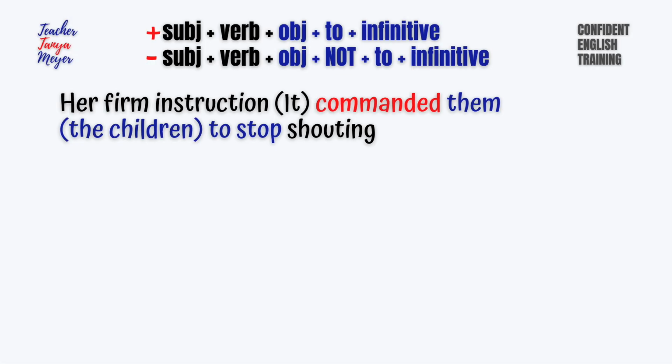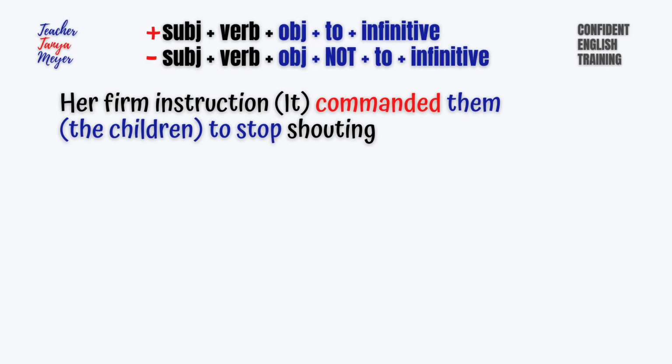Okay, let's talk about an action for the next one. Her firm instruction. So that would be replaced with it, the instruction. Her firm instruction commanded them to stop shouting. Them, let's say the children. Her firm instruction commanded the children to stop shouting. It commanded them to stop shouting. So replacing the subject and the object with pronouns.